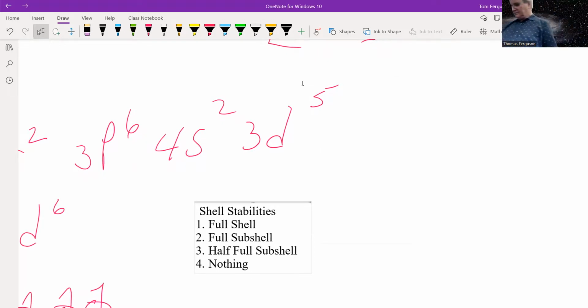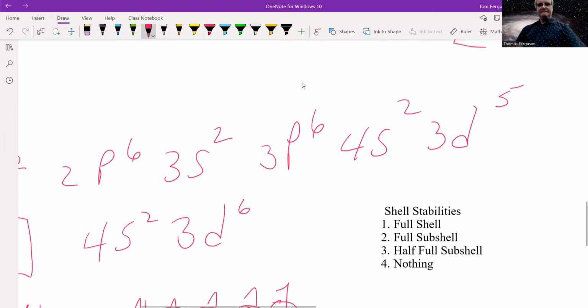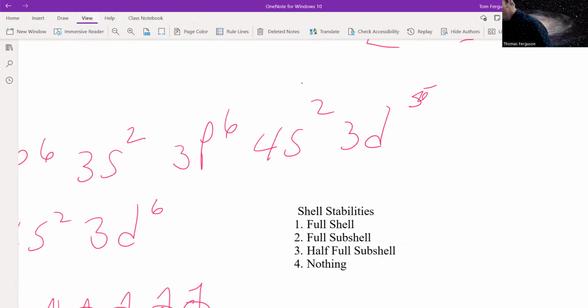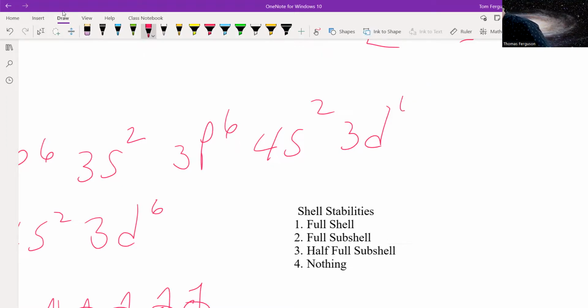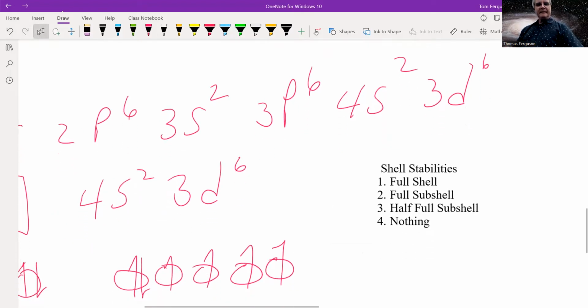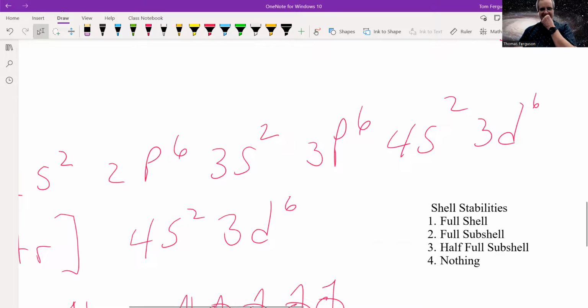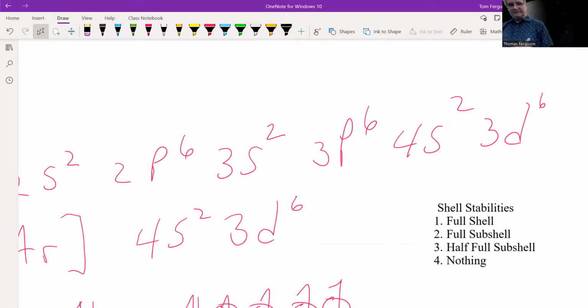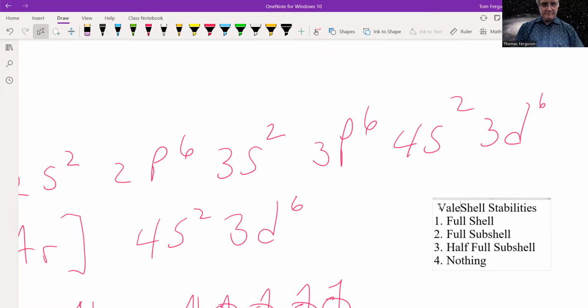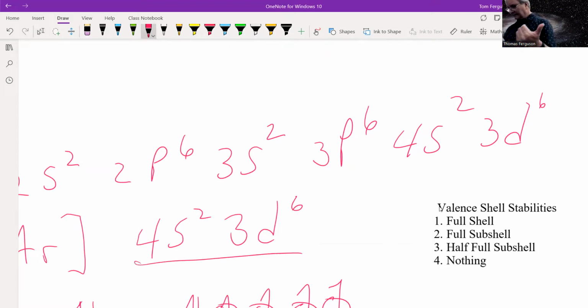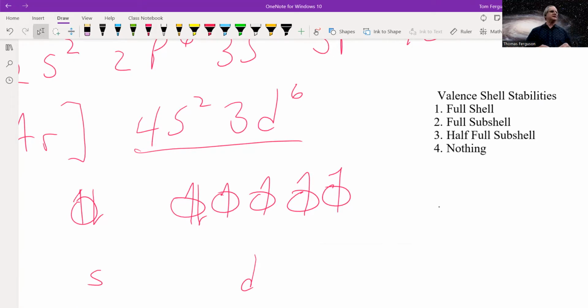So tell me about this guy here. This is iron. Now this only applies to the valence electrons. In fact, let's even mark that down. Okay, so for iron, that's the valence shell electronic configuration. And here's the orbital representation. So let's look at these rules here on valence shell stabilities.